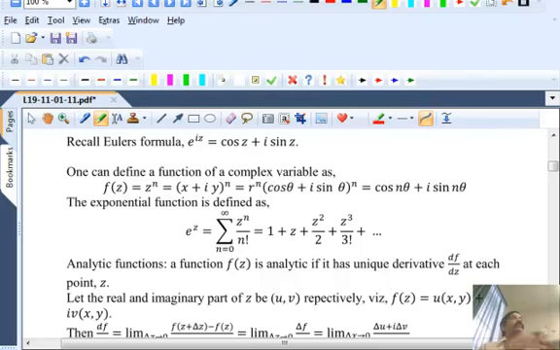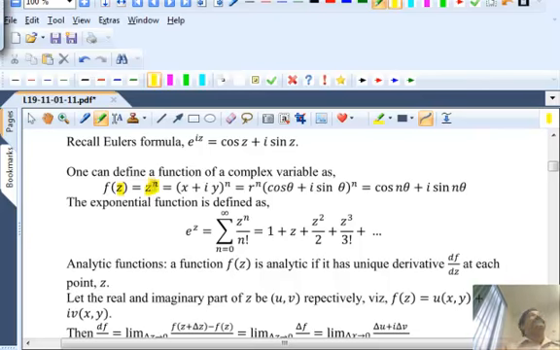A complex function is a function. What is a function? Just a mapping from one variable to another variable. Here the independent variable is z, which is a complex variable, and f is a rule that maps a point in the xy space to another point in the real and imaginary part of the complex function. So the function itself is also going to be complex.